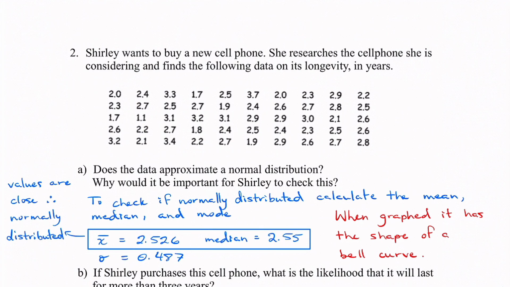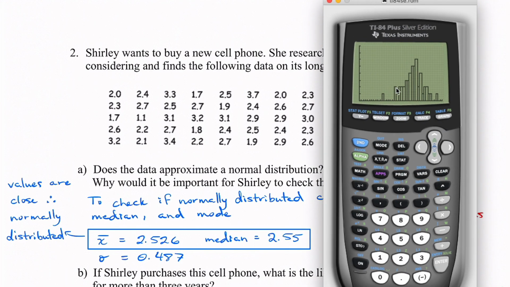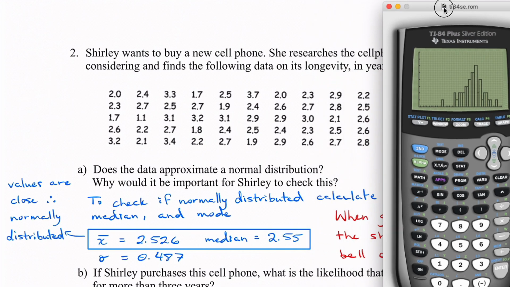So we've answered most of part A now. Just the last thing was, why would it be important for Shirley to check this? It would be important so that she knows that this cell phone follows a normal distribution, so that you're not going to have maybe the odd cell phone having a really, really short battery life. If most of them tend towards the middle, with this average battery life, then you're maybe not going to get a cell phone where the battery life is really, really poor. On average, they all have kind of the same amount of battery life.